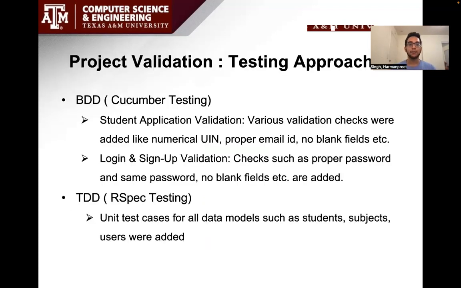So the project validation and testing. So we did behavior driven testing, and it was through Cucumber. Student application validation, we did like in the forms, we embedded proper checks that a valid UIN or TAMU ID is necessary to apply for a TA position. No blank field should be there while logging in and signing up. Proper passwords and all those fields are added.